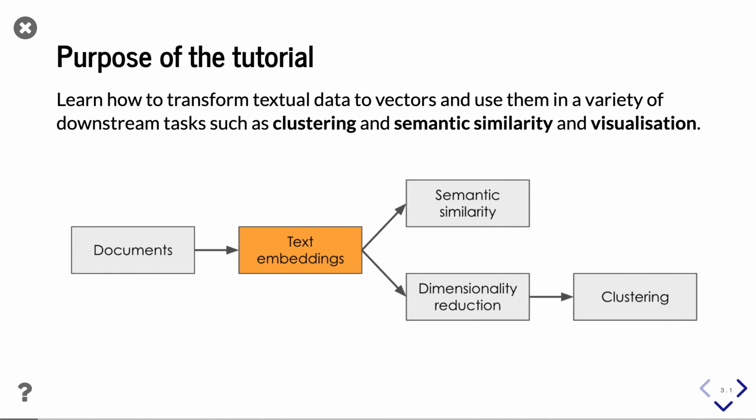The purpose of this tutorial is to show you how to transform textual data to vectors and use them in a variety of downstream tasks such as clustering, semantic similarity, and visualization. We will start with a collection of documents and transform them into vectors. Then we will use them in a semantic similarity task, where we will find similar documents based on an input. We will also visualize these vectors by using a dimensionality reduction method, and finally, we will apply a clustering method.